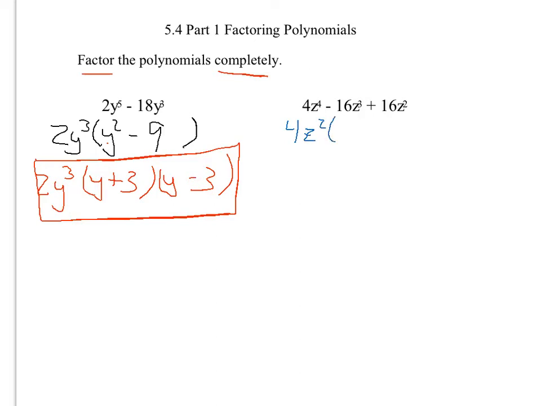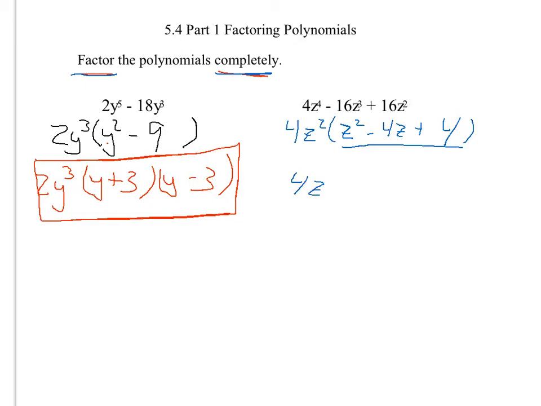So now, what's left? 4z to the second times what would give us z to the fourth? All right, so that'll be z squared. Minus, same type of thing here, 4z squared times, in this case it'll be 4z, plus, and over here it'll just be 4. Now again, factor completely. So we take a look here. We can factor that further.